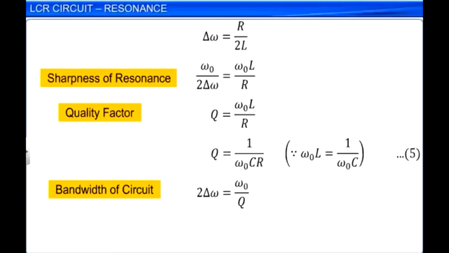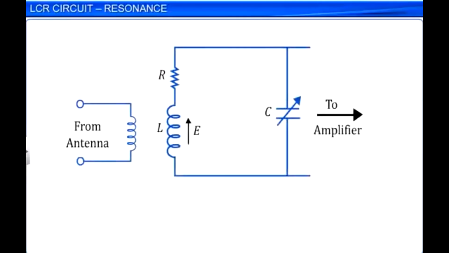One of the important applications of LCR series resonance is in the tuning of radio and TV receivers. The circuit diagram shows a typical arrangement consisting of an LCR series circuit used for receiving signals. In this arrangement, the antenna receives various signals and feeds it to the input. This induces a signal at the coil of inductance L in the LCR series circuit.